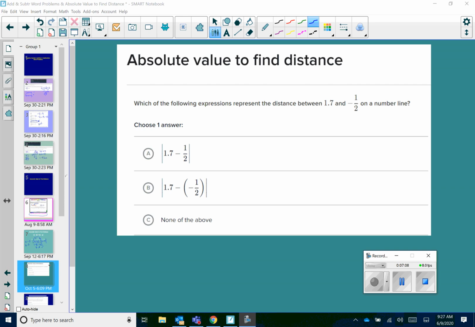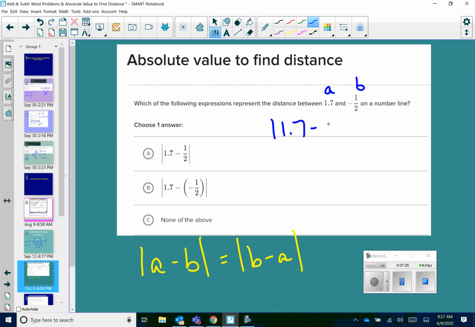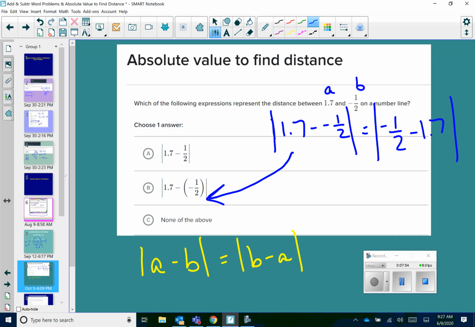It says, which of the following expressions represents the distance between 1.7 and -1/2 on a number line? Well, let's say hypothetically, 1.7 is A and -1/2 is B. We have our formula, which is the absolute value of A minus B should equal the absolute value of B minus A. So all we're going to do here is just plug these values in and see which one matches. So I've got the absolute value of 1.7 minus -1/2, or we could do the absolute value of -1/2 minus 1.7. Well, let's take a look. Does anything look just like what one of these sides? Right here, I can see that those are basically identical. I just didn't put parentheses around my -1/2. So the correct answer here would be B.